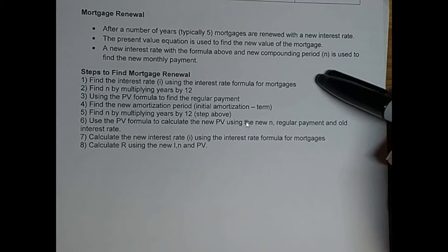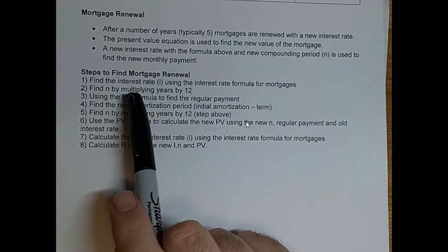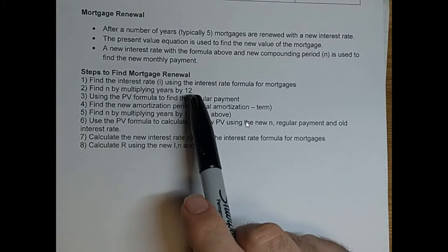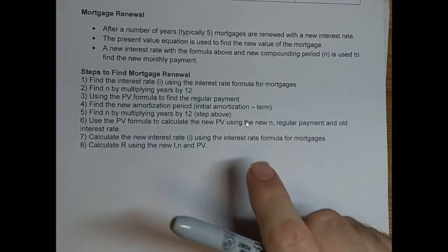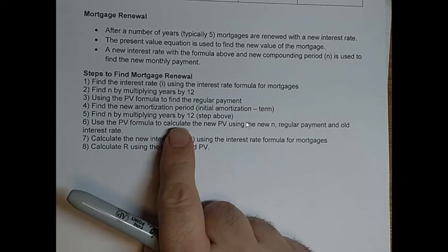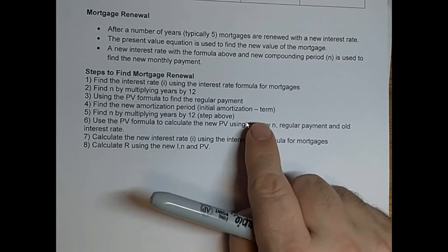Now I've outlined a bunch of steps. There's 8 steps in order to do this. First, you find the interest rate using the interest rate formula for mortgages. Then you find n by multiplying years by 12. We're going to use the present value formula to find the regular payment. This is all the old one. Then find the new amortization period: the initial amortization period minus the term.